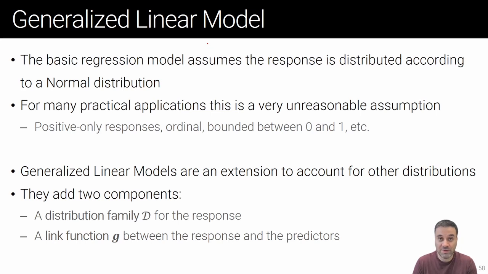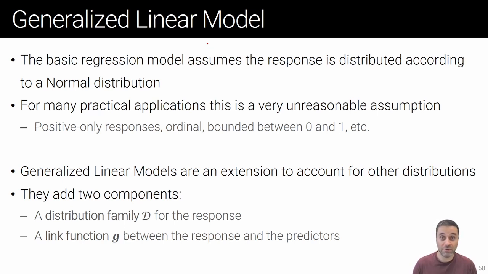The basic regression model we've seen so far assumes that the response is distributed according to a normal, or Gaussian, distribution. But for many practical applications, this is really unreasonable. This is really far from reality. For instance, imagine cases in which the response is strictly a positive number, say we're modeling the income of people, or perhaps it's ordinal, like we're rating movies between 1 and 5, giving stars, 1 star, 2 stars, etc. And the response is only 1, 2, 3, 4, or 5.